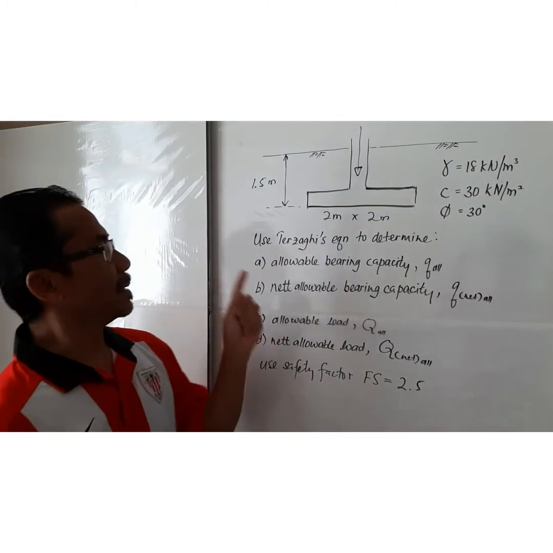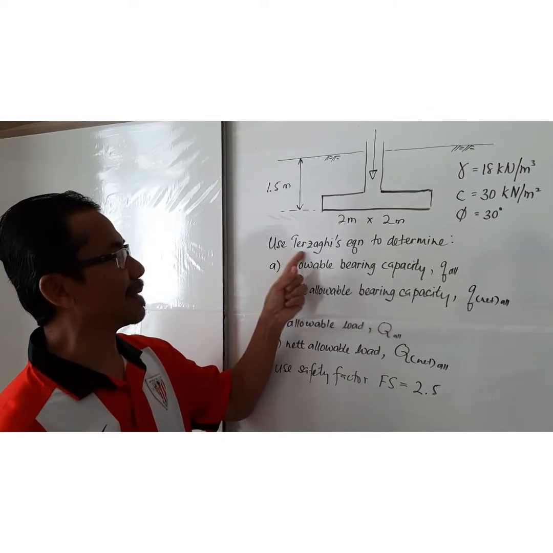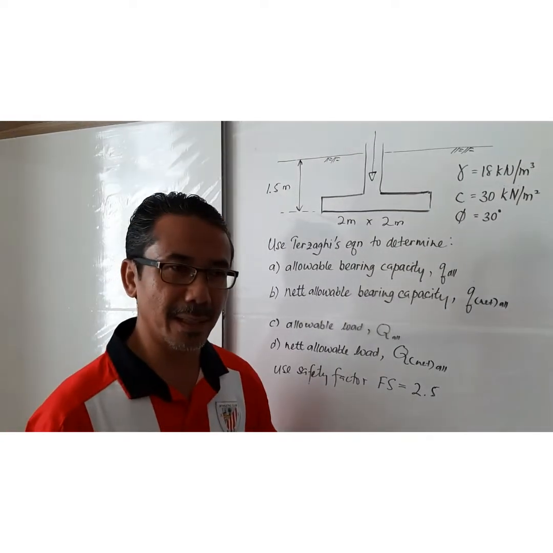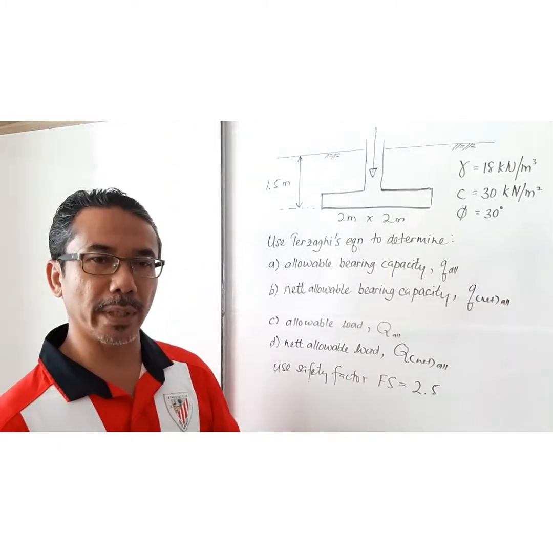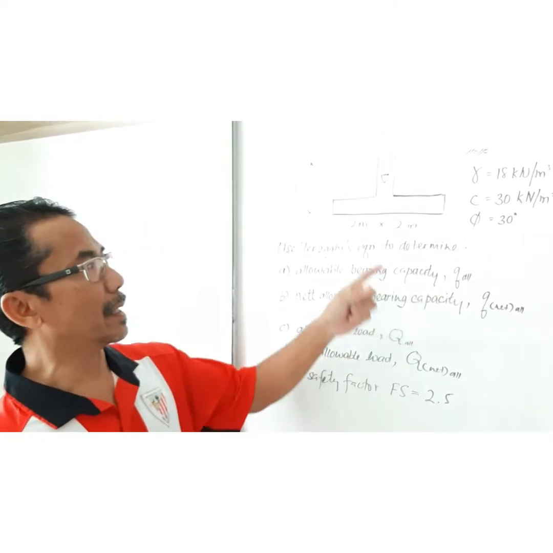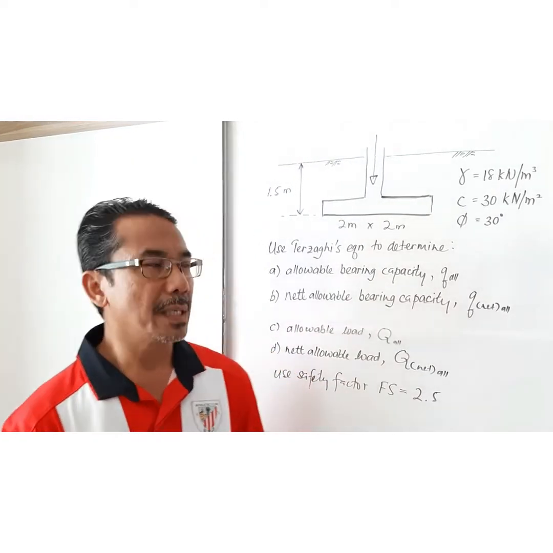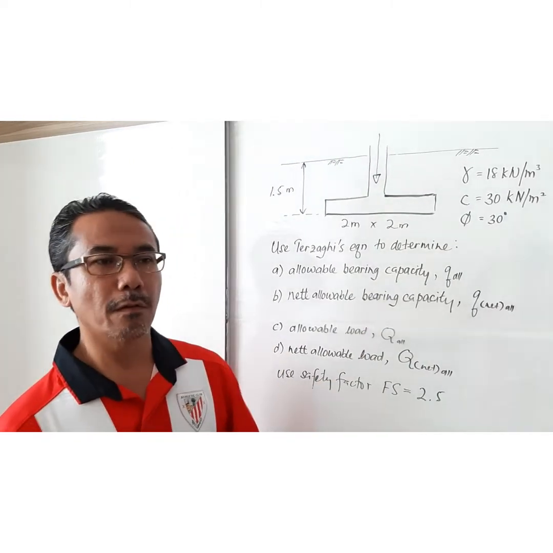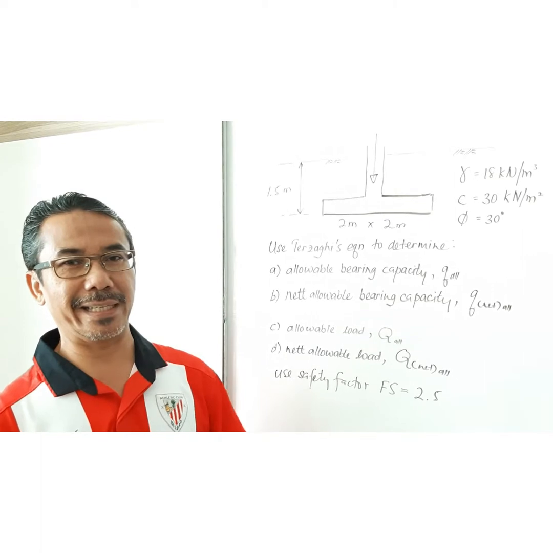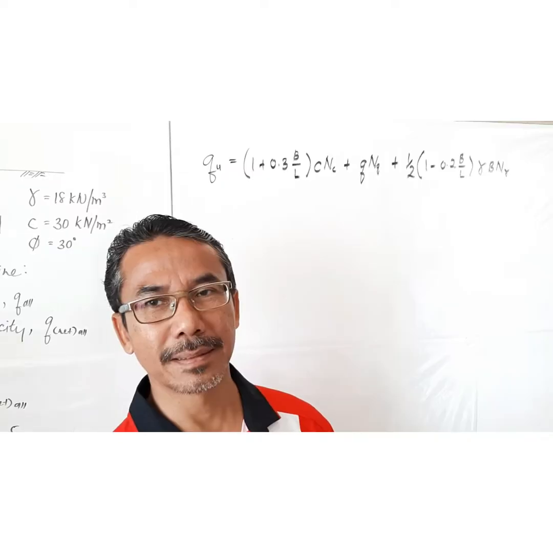Right. So, in this statement, we have to solve the problem using Terzaghi's equation. If you remember what I said in the previous lecture, we have three different equations formulated by Terzaghi based on the shape of the footing. Now, if you refer to your yellow book on page 22, you have to refer to the equation for rectangular footing, because square footing is included in the rectangular footing.